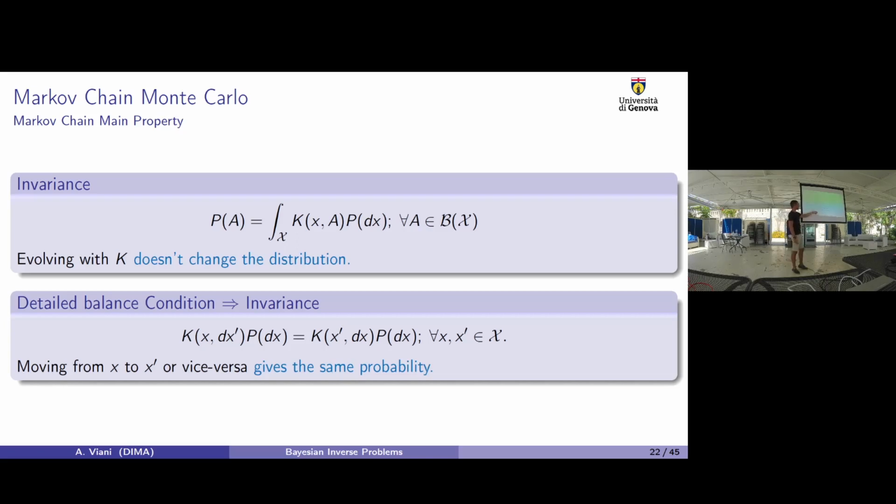This is a condition that says that if we are in X and we move to X prime, this is the same as the reverse move. So being in X and moving to X prime is the same as being in X prime and moving to X. So we can go forward and back.